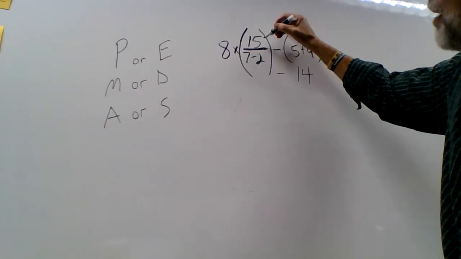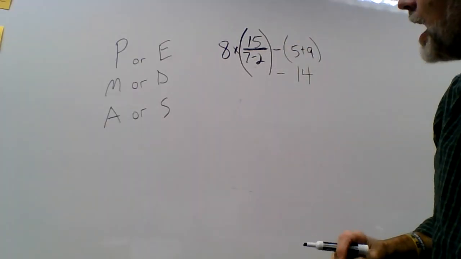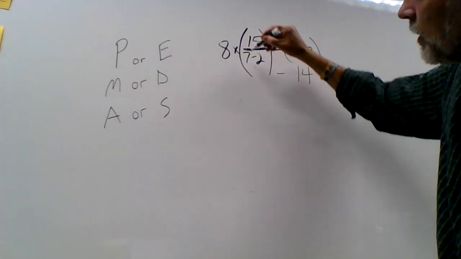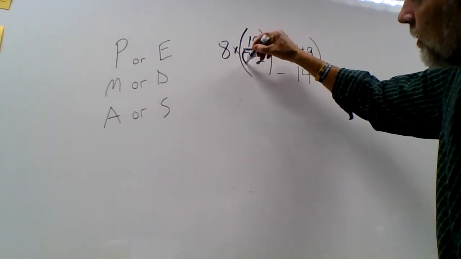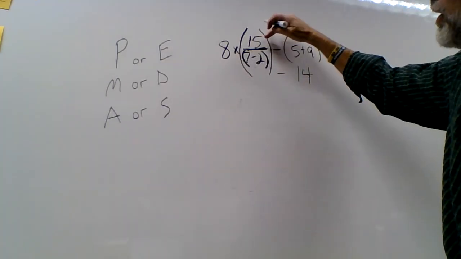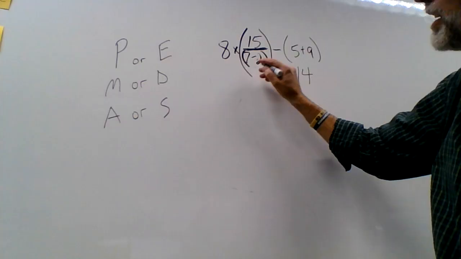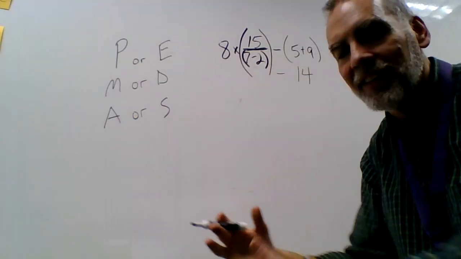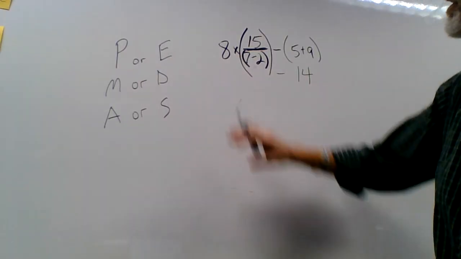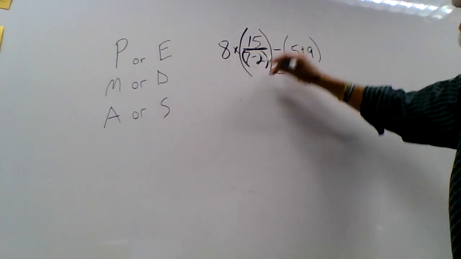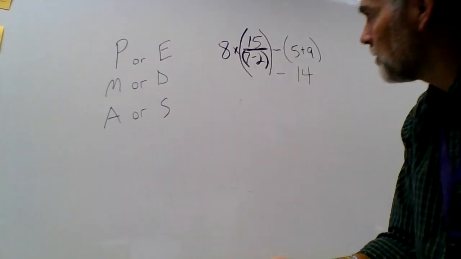Now here's the problem. Now we have 15 divided by 7 minus 2. Well, if you're trying to figure out what to divide by and you have another problem, you need to assume this is like parentheses within a parentheses. I don't know what to take 15 divided by. I've got to do this first. So again, let's put parentheses around that as well. Now it looks like 8 times parentheses 15 divided by inside parentheses 7 minus 2.